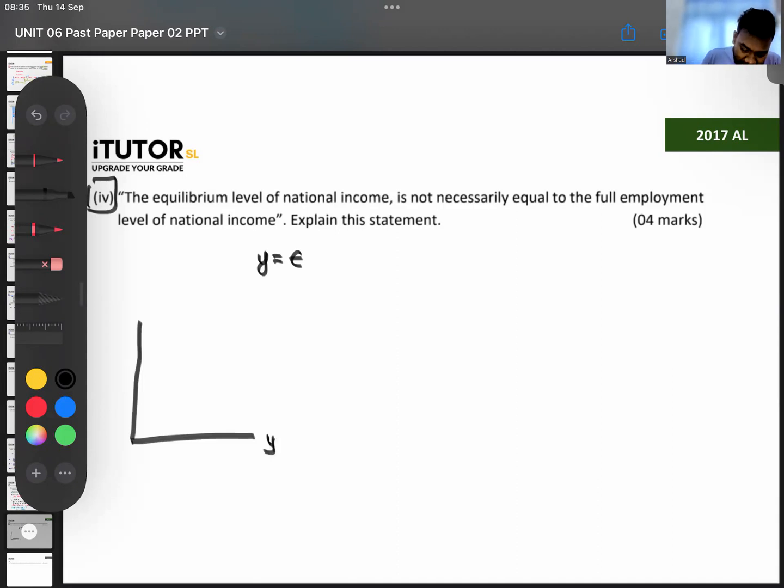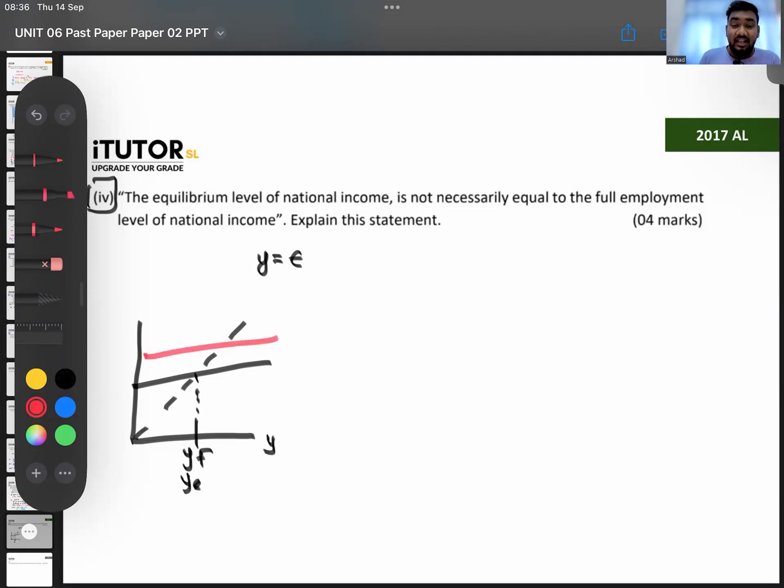Let's say, for example, this is your full employment level of output. So you can be at equilibrium at full employment also. Your equilibrium level can be equal to the full employment level, but it doesn't always have to be. As long as Y is equal to E, as long as those two curves are intersecting, you're at equilibrium. So here, you can be at equilibrium.